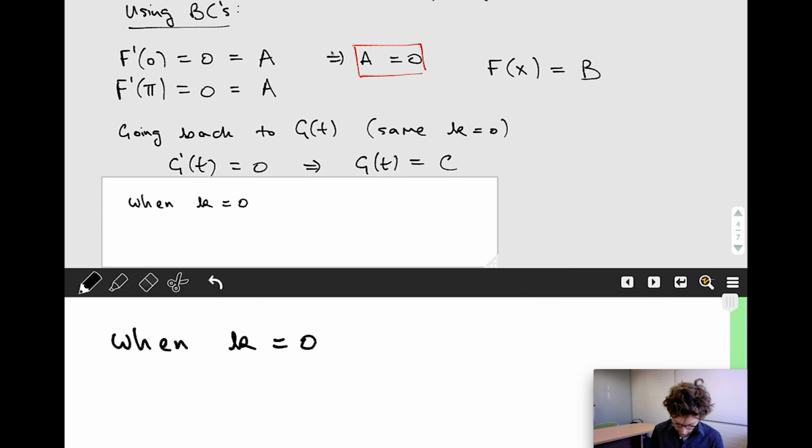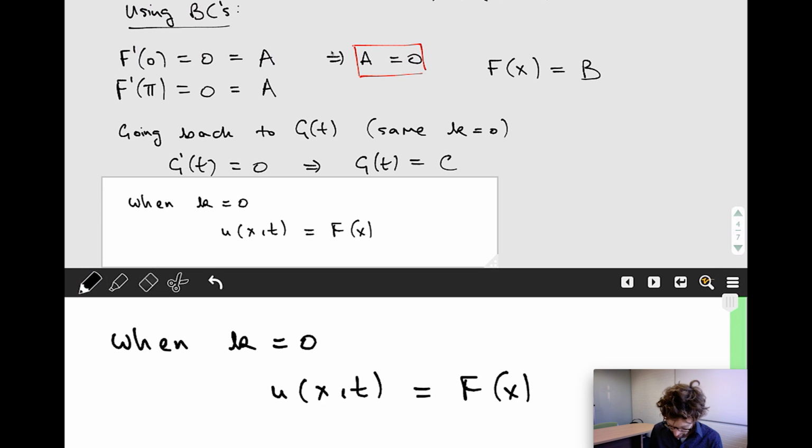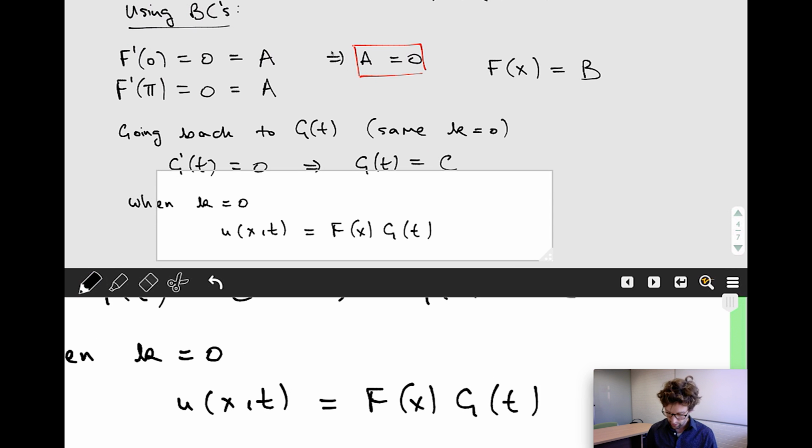So what we found here is that when k is equal to 0, we have the solution u of x and t is equal to f of x times g of t is equal to b times c, which is a constant. And we'll call that constant a subscript 0. And I'll put a little notation u sub 0 there to indicate that this is the case when k is equal to 0. So this is new.